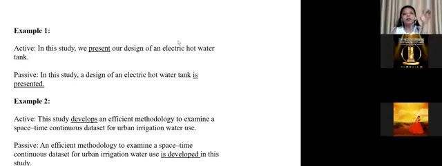So if you are to make it absent, if you are to do away with the personal pronoun, then what is the best construction that you can opt for?